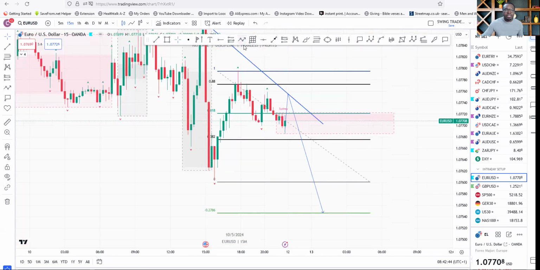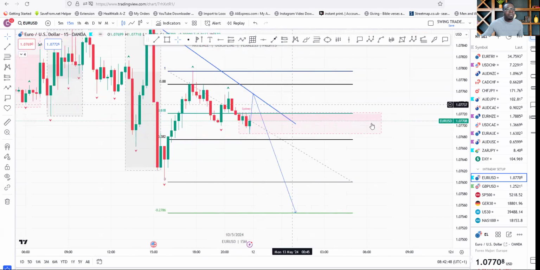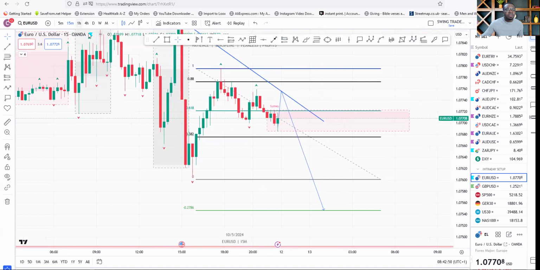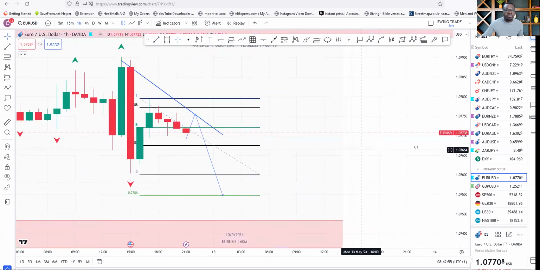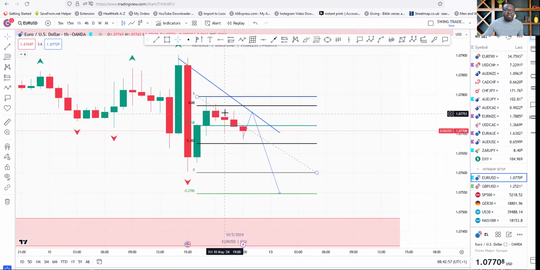So on Euro USD, I'm expecting price to rally up a little bit and tap into this area, which is, let's get it on the 1-hour time frame. So on the 1-hour time frame, we're already looking like this. This is nice. So we can see that this key area here is the previous resistance on the 1-hour.